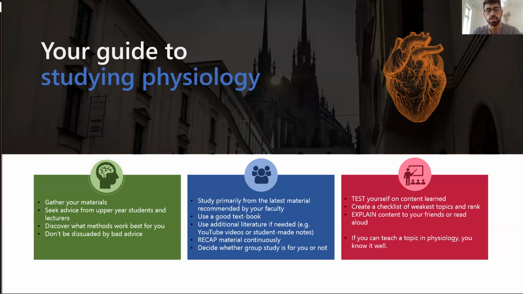Study primarily from the material which is recommended by your faculty. That's obviously important. A good textbook is always recommended as a reference of physiology. A few off the top of my head I can remember: the one I used was Boron's. Other recommended textbooks would be Guyton's or Ganong's, and there's a couple of others as well, so BRS Review or Costanzo. But it's generally good advice to have a reference book on hand.